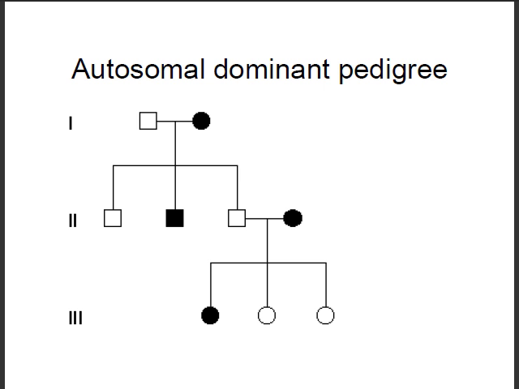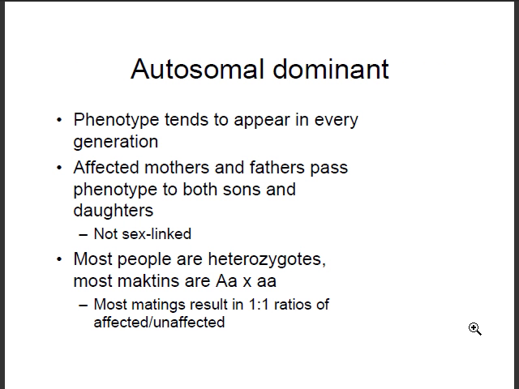Now this is an autosomal dominant pedigree. It's important to note here that the disease allele, the allele for having the disease, is actually dominant. If you have one copy, you got the disease. So what are the characteristics of these diseases? The phenotype tends to appear in every generation. That's important. Affected mothers and fathers pass on the phenotype to both sons and daughters. So it's not sex-linked, it's on autosomes.